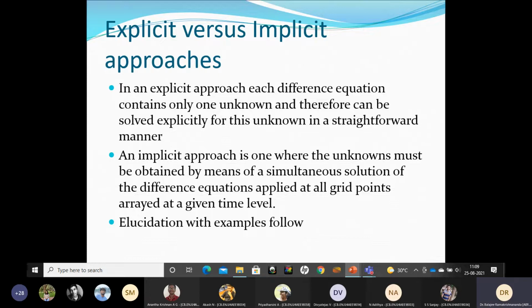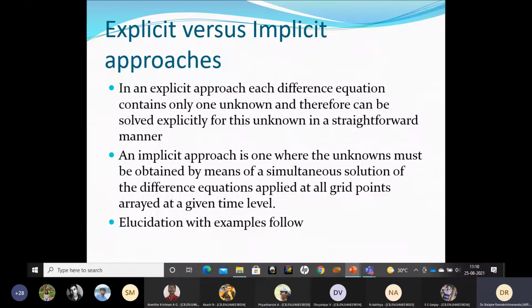Now on the right hand side, the first expression had all the spatial variables, but only phi at n, which are known already. So on the right hand side you have all known quantities. You can compute the left hand side without much of a problem. Such things are known as explicit techniques. The difference equation contains only one unknown on the left hand side. On the right hand side, all others are known variables, so you can solve it in a straightforward manner.